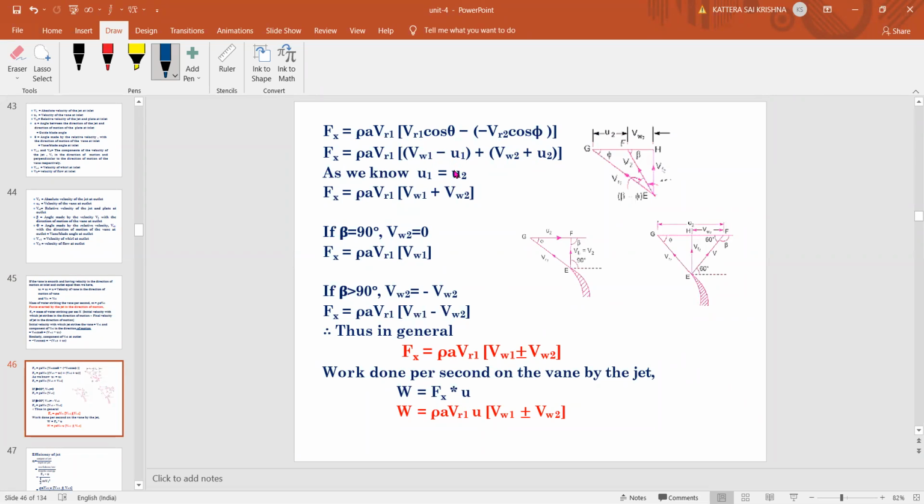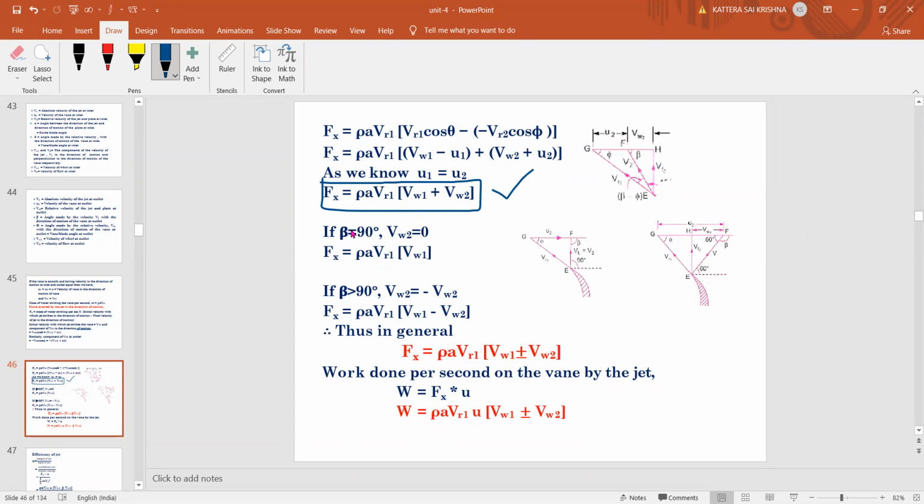That is U1 equal to U2, which can be taken as small u. So U1 and U2 will get cancelled. The leftover part is Fx equal to rho A VR1 into VW1 plus VW2. So this is the formula for finding the force exerted by the jet on the plate in the x direction: rho A VR1 into VW1 plus VW2, right? So this is our first condition, right?